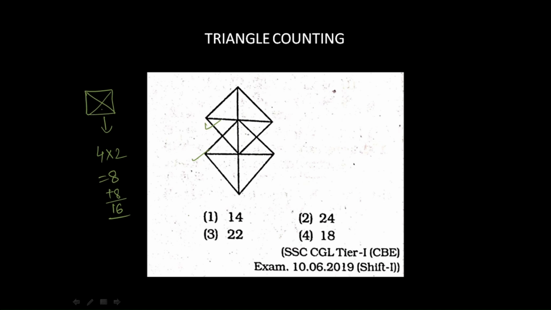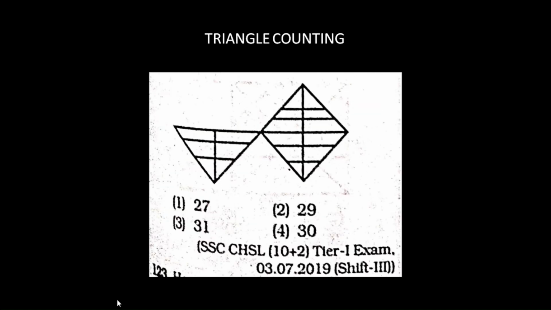So will that be 18? 14? No, 14 can't be. 18 also will not be the right answer. How many triangles are there? Look, there are extra triangles hidden there. 16 we have counted. It's 17, 18, 19, 20, 21, 22. Are there any extra triangles? No hidden triangles. So option 3, 22 will be the right answer. I hope it is clear to you. It's a simple question. Moving to the next one.